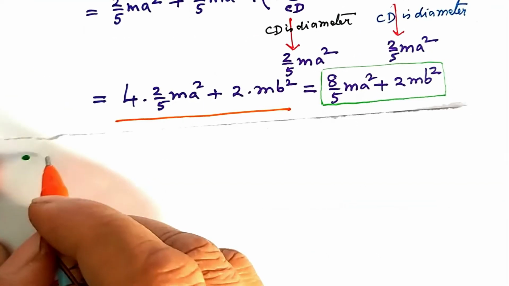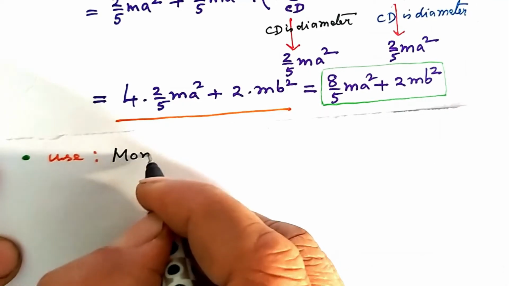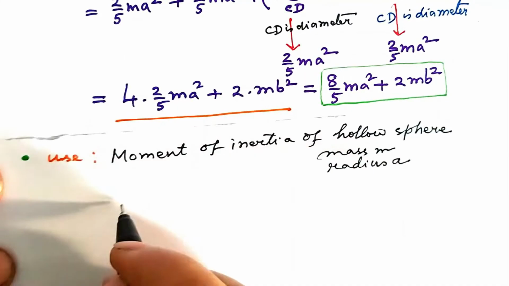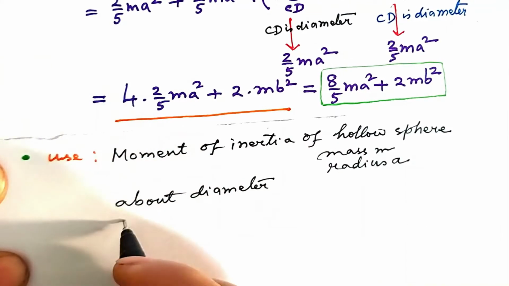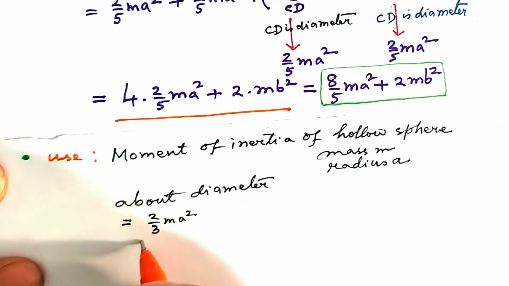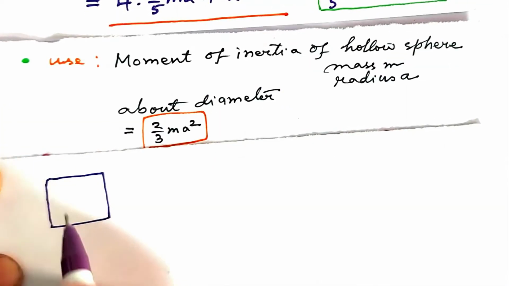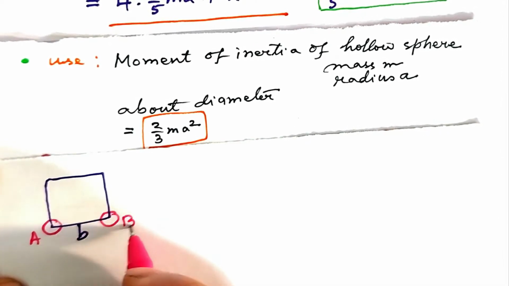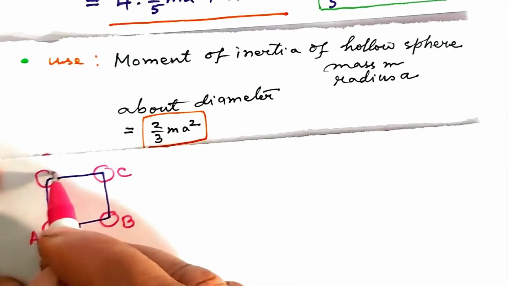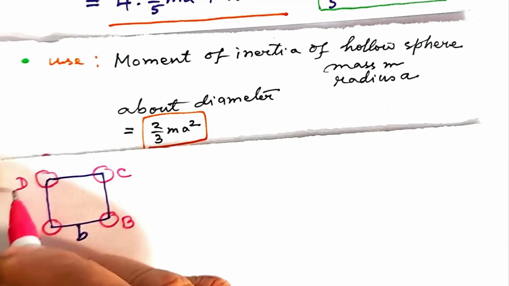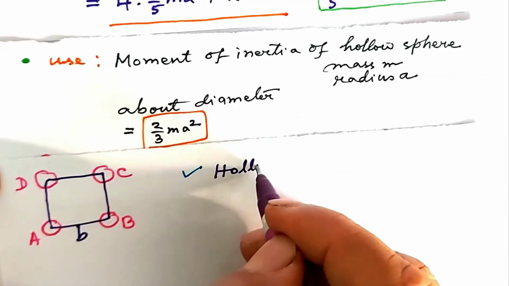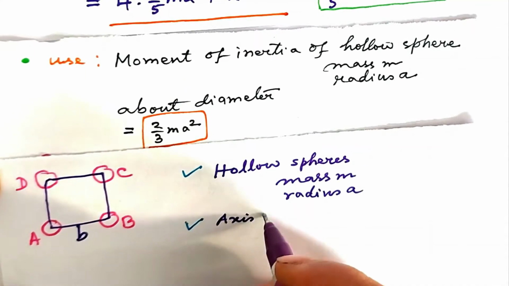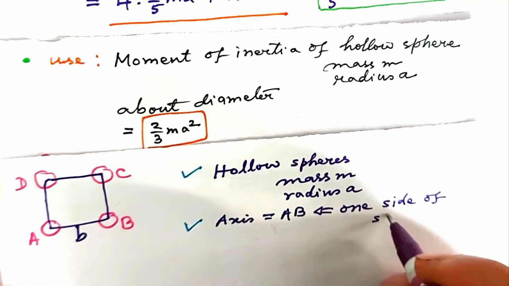Come to the next problem. We use the known result. The moment of inertia of hollow sphere of mass m and radius a about diameter as axis, it is 2 by 3 ma square. This is the square. Each side is of length b. This is sphere A, this is sphere B, this is sphere C, and this is sphere D, all situated at the corner of the square. These are hollow spheres of mass m and radius a. The axis is AB, which is one side of square.